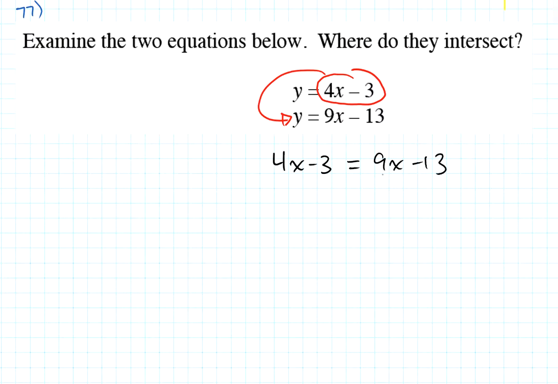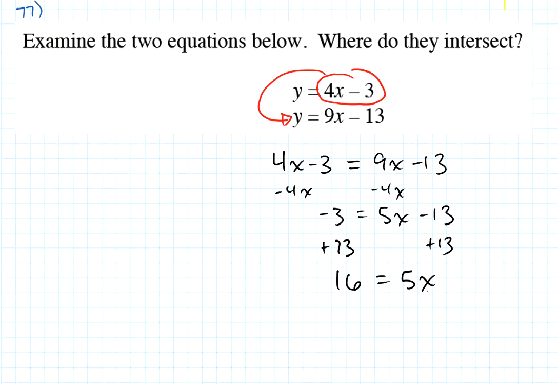Let's see. I'm going to take away 4x from both sides, minus 4x. So I now have negative 3 equals 5x minus 13. And I'm going to add 13 to both sides, adding 13. And 13, 14, 15, 16. So I get 16 is equal to 5x. That's what I thought. This would have been really, really difficult to see on a graph. It turns out that x is equal to 16 fifths.